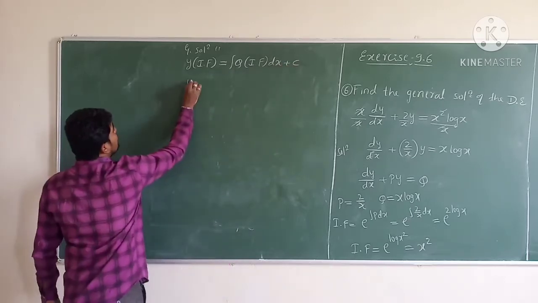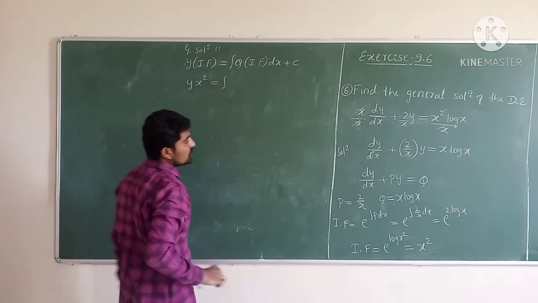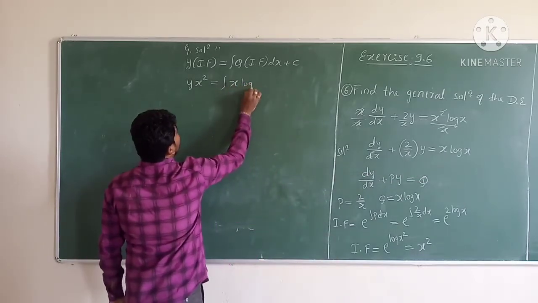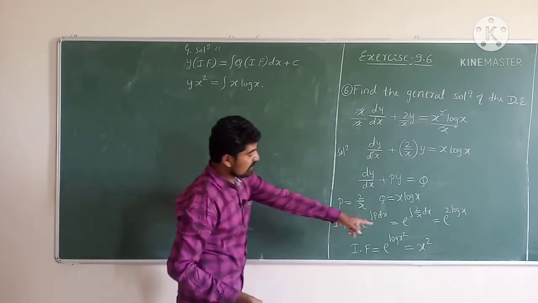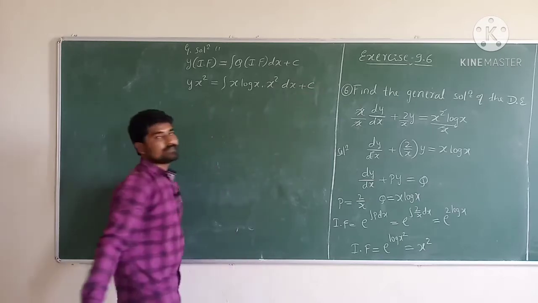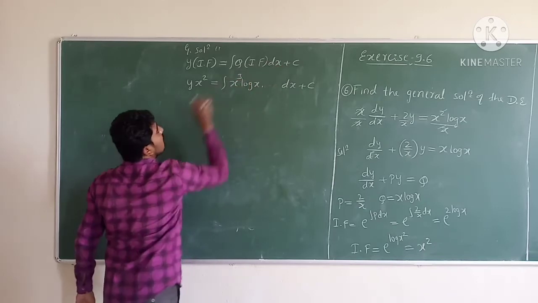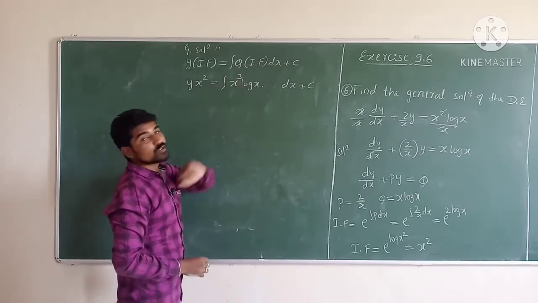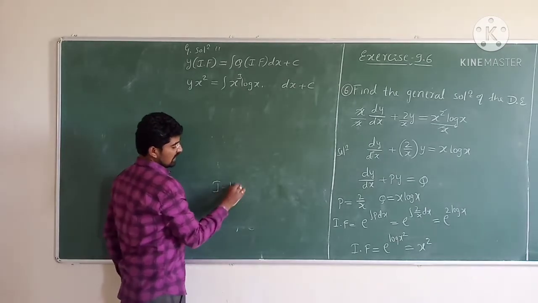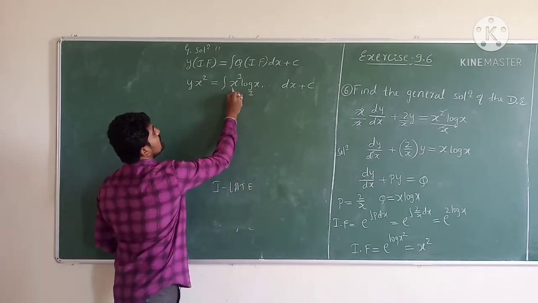Now, so y into integrating factor x square is equal to integration of q. The value of q is x log x. X log x into integrating factor x square, with respect to x, plus c. Next, x into x square is x cube. Now integration of x cube log x by using integration by parts method, by considering the rule of ILATE, first function is logarithmic function and the second function is x cube.